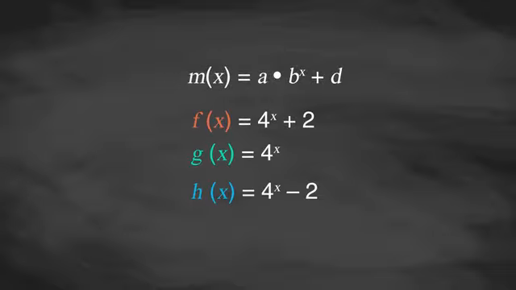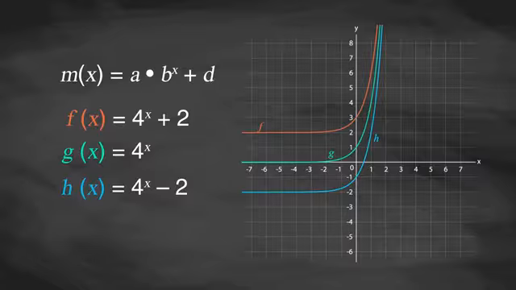Here are equations defining functions f, g, and h. They are each written in the form m of x equals a times b to the x plus d. Do you notice anything about their equations? Here is each function graphed on the same coordinate plane. What do you notice about the graphs? What is different about each one?